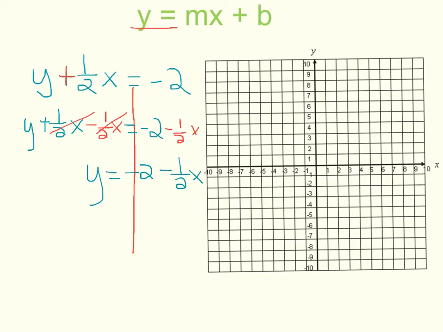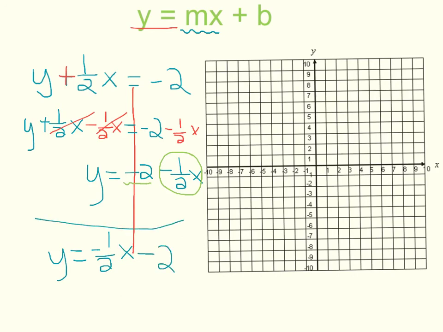Now let's rewrite it, do our last step, which is the flip. This -1/2 x is the slope, and -2 is the y-intercept. So y equals my slope -1/2 x, and then my y-intercept is -2. So now it is in the proper form, slope-intercept form, mx plus b, and I can graph.